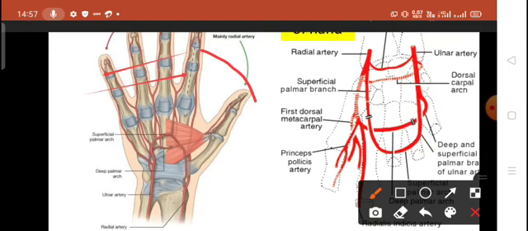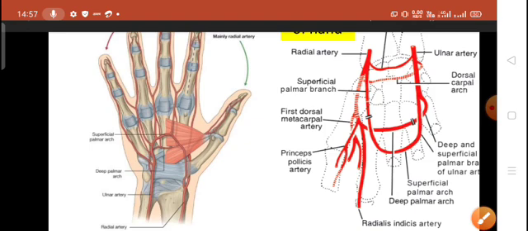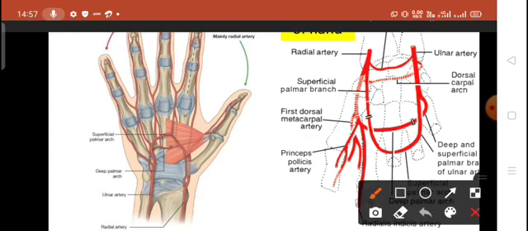And today in this topic we discuss how the superficial palmar arch and deep palmar arch are formed. We discuss the superficial palmar arch and its branches, and the deep palmar arch and its branches.